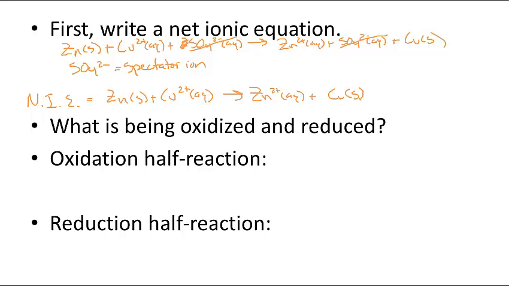So from here, we take this and we split it up into 2 different reactions. Eventually we are going to physically separate these 2 reactions and make them happen, but for now, let's just see what that looks like. So what is being oxidized? Leo, so it's losing electrons. What is losing electrons? Zinc. So the oxidation half reaction is just zinc, solid.